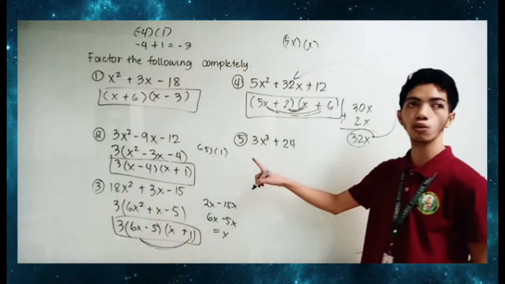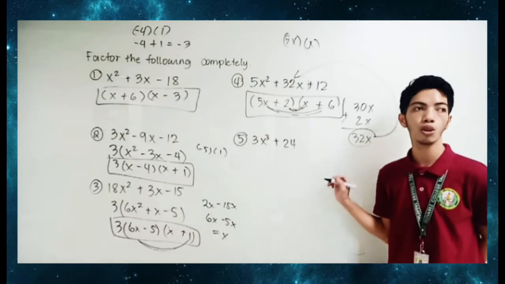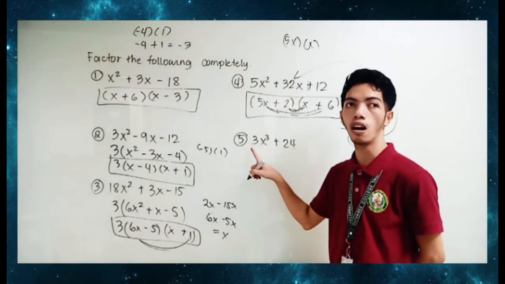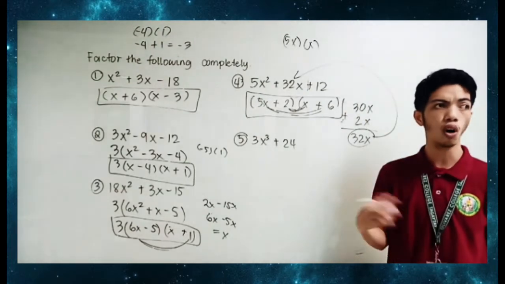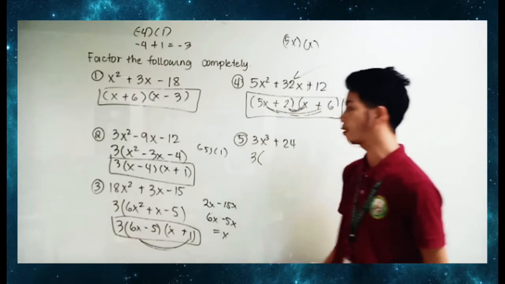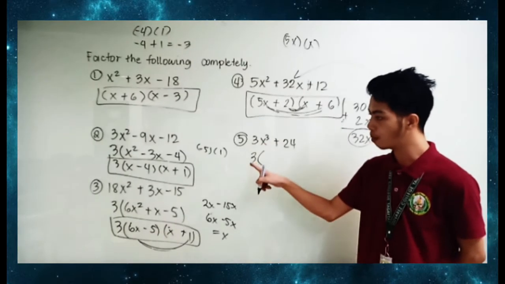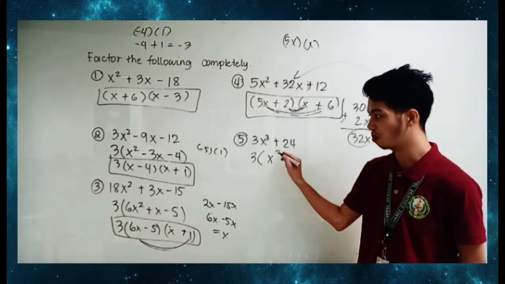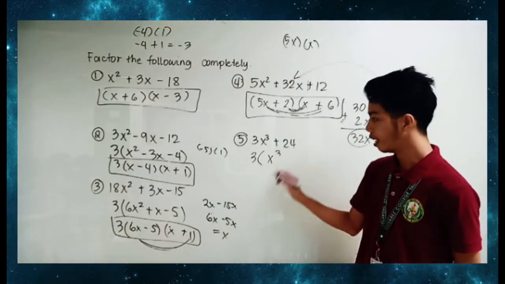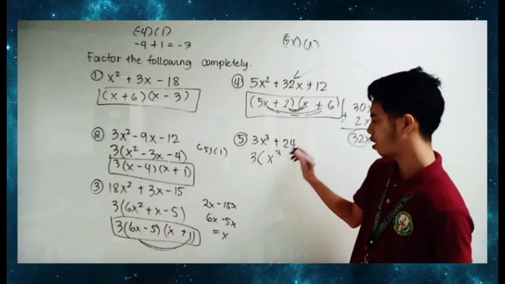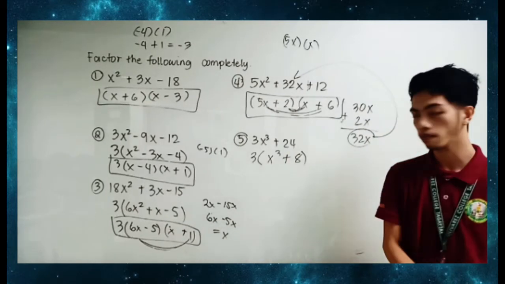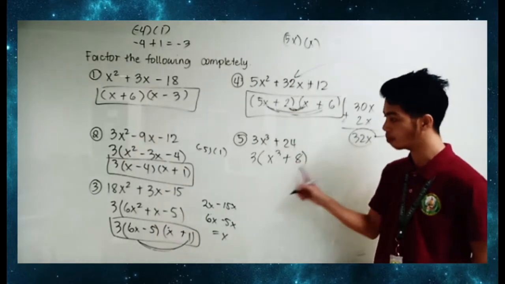Okay, let's have number 5. In number 5, you have 3x cubed plus 24. So if you have this one, you have the common factor of 3 and 24. Ano yung common factor niya? Positive 3. So divide 3x cubed divided by 3 is x cubed. Okay? And then 24 divided by 3 is positive 8.